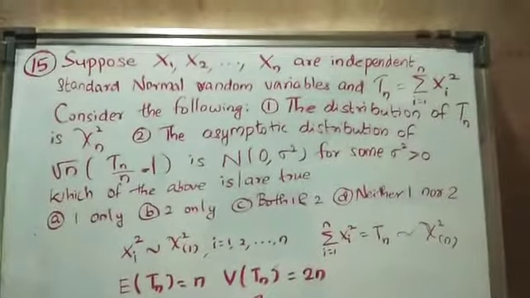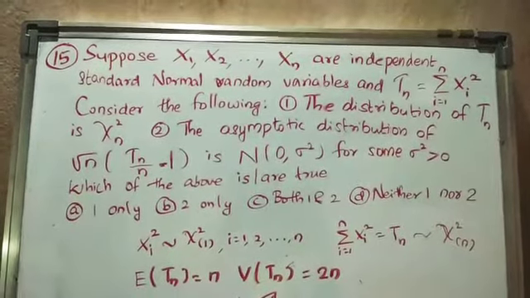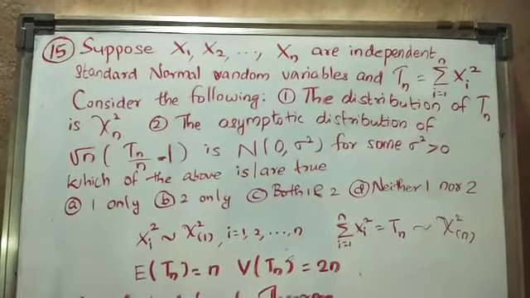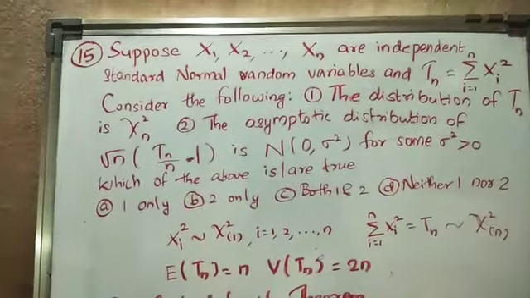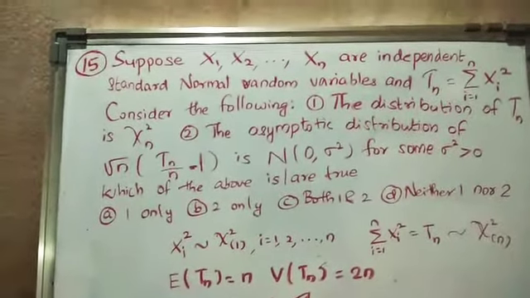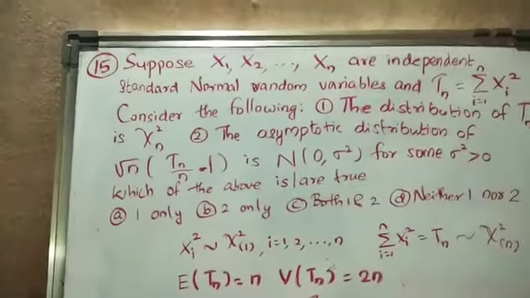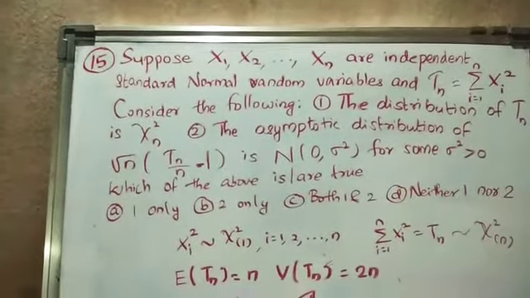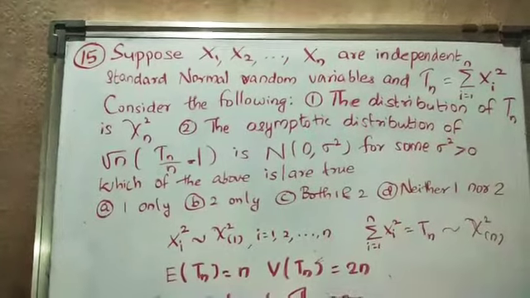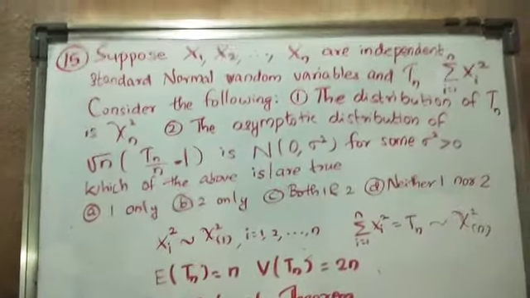Statement 2. The asymptotic distribution of root n into Tn by n minus 1 is normal distribution with the parameters 0 and sigma square for some sigma square greater than 0. Which of the above is or are true? Option A, 1 only. Option B, 2 only. Option C, both 1 and 2. Option D, neither 1 nor 2.